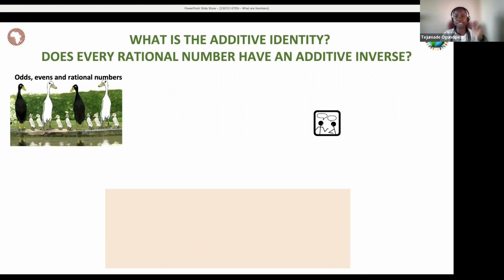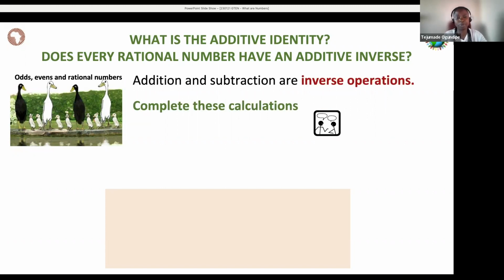All right. So what is the additive identity? I could see it coming there, that was a wise man. Now, so what is the additive identity? Does every rational number have an additive inverse? Now, we've talked about inverse, where +4, -4. Now, does every rational number have an additive inverse? We talk of addition and subtraction as inverse operations, which we've been seeing all along.